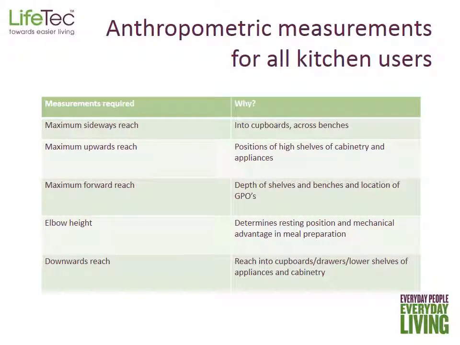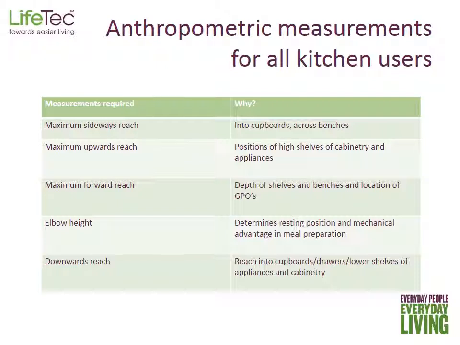First things first, we need to consider the person who will be using the kitchen. Anthropometrics are the measurement of the size and proportions of the human body. We use these measurements to determine setup, positioning and layout. In a kitchen, measurements of the user are essential to ensure that the kitchen is functional and that everything works.